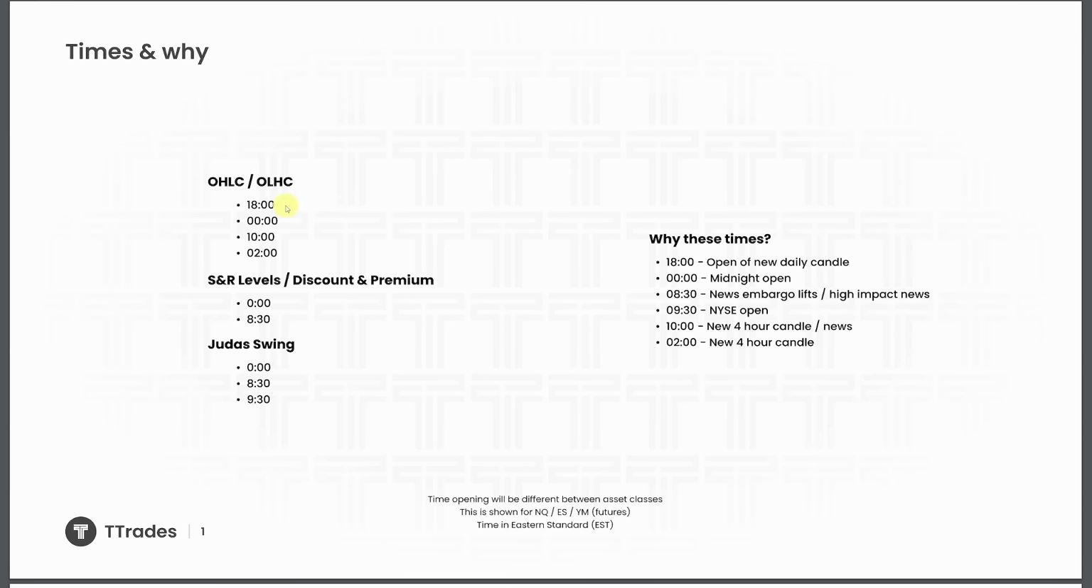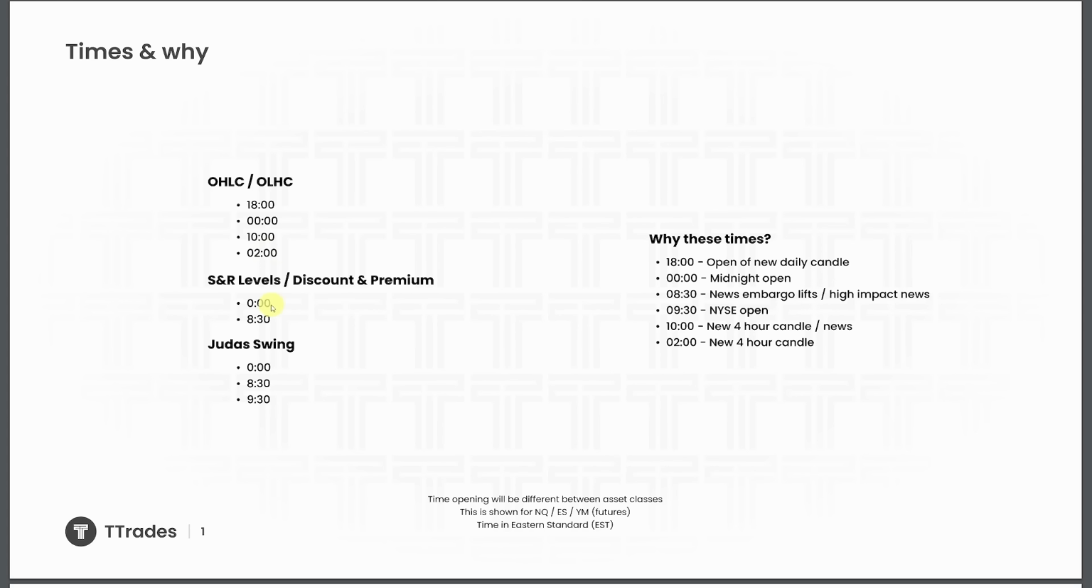Well, with 1800, midnight, 10, and 2, I'm focused on using those with the open, high, low, close of its given time period. So for the 1800 and 0, that will be the daily candle. 10 o'clock and 2 o'clock will be a 4-hour candle.